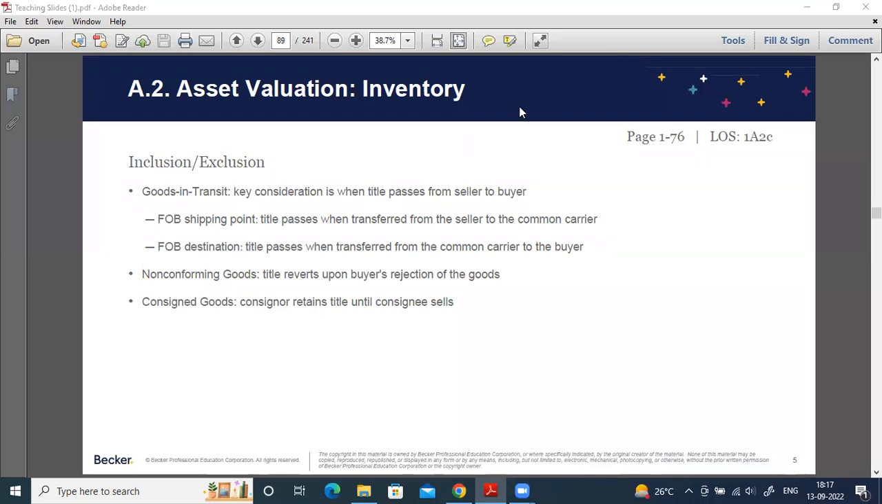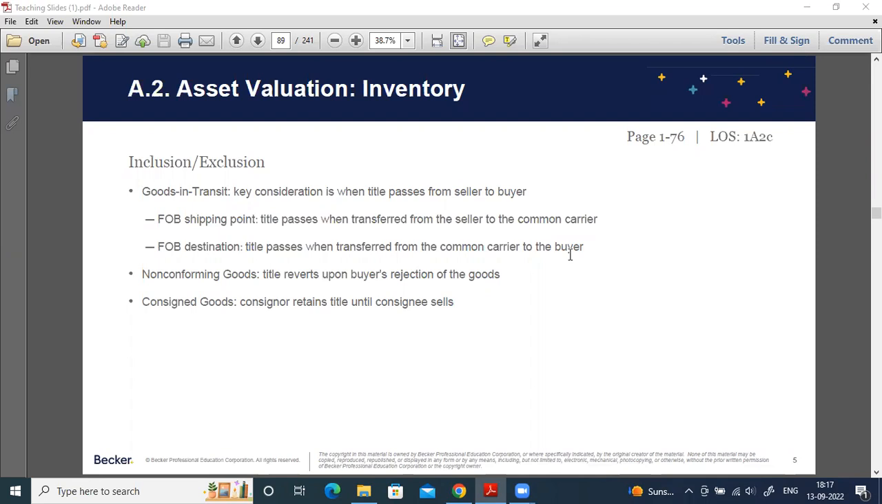Okay. You are very near to the answer, Ankit. Correct. Shipping point means title passes when transferred from the seller to the common carrier. Destination means title passes when transferred from the common carrier to the buyer. So these two terms are compulsorily tested in your MCQs.